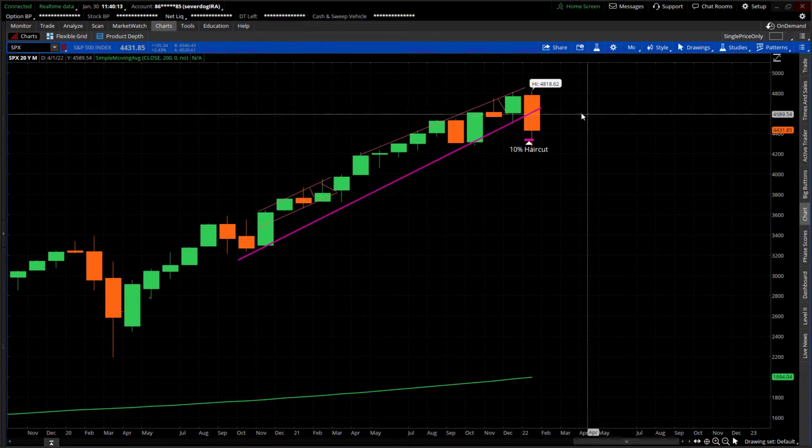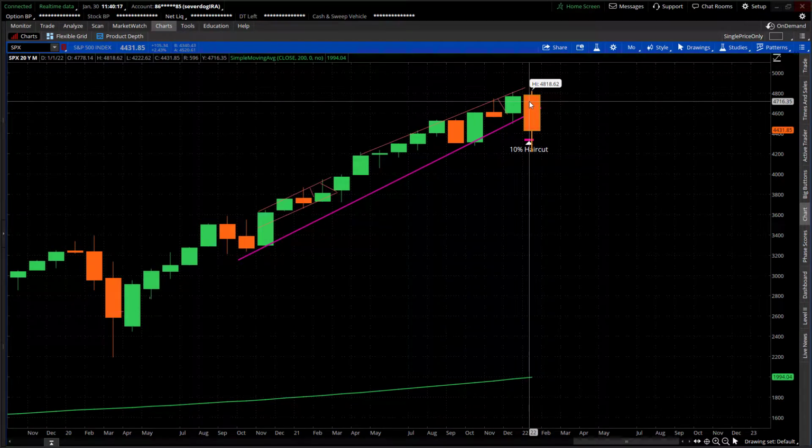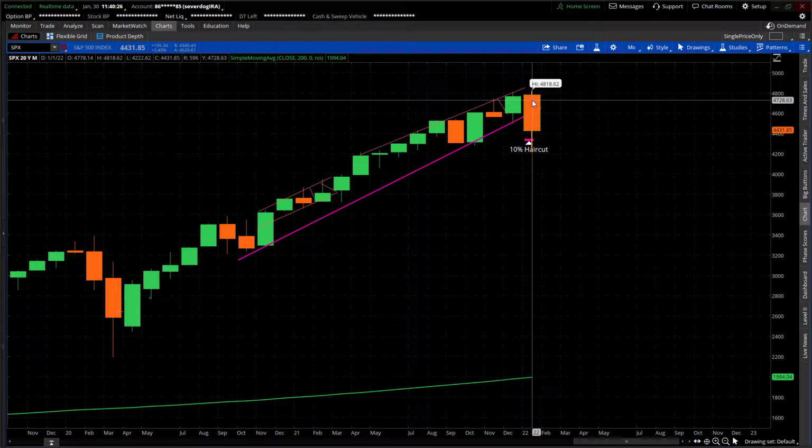What's going on here at the monthly chart? This is one candle to the downside. This is not a change in polarity. This is not a change to a downtrend. This is still higher highs and higher lows. We have not changed the trend yet. This is still an uptrend on the monthly chart.